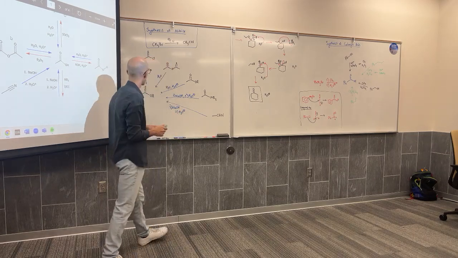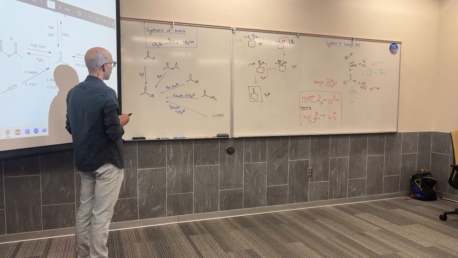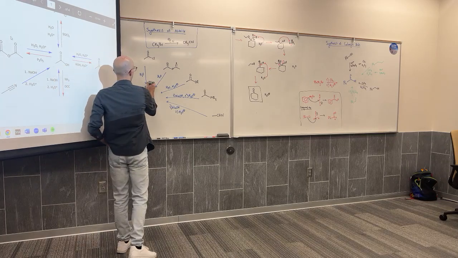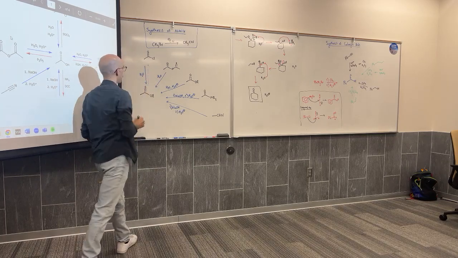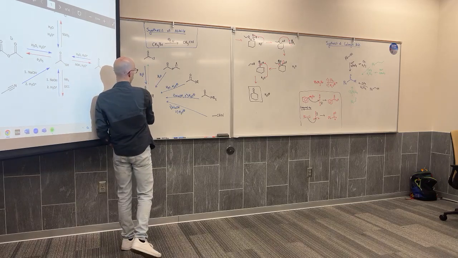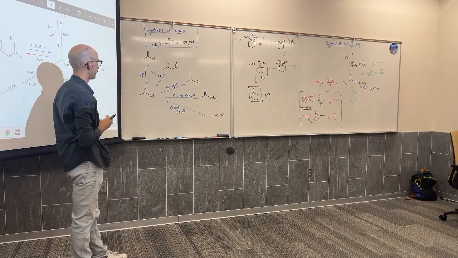One reaction that some see in OChem 1, I think I've hinted at it a couple of times this semester already, is the conversion from a carboxylic acid to an acid chloride, which requires thionyl chloride, SOCl2.